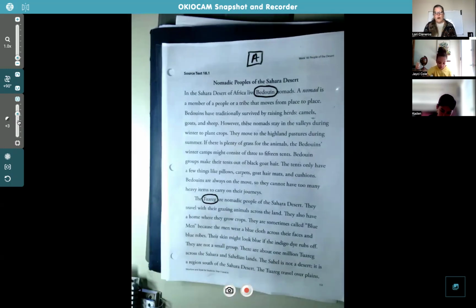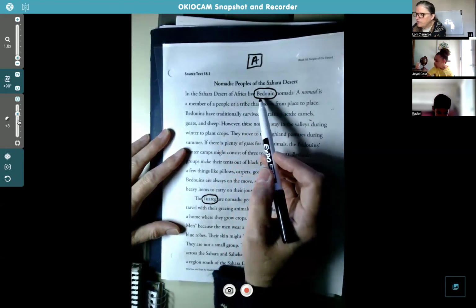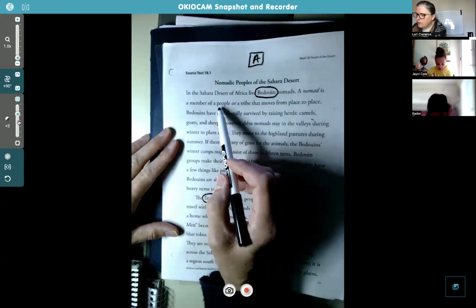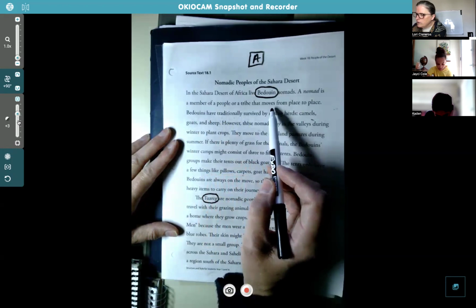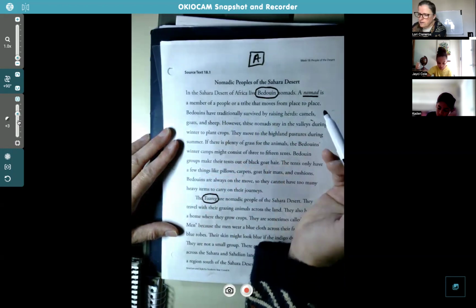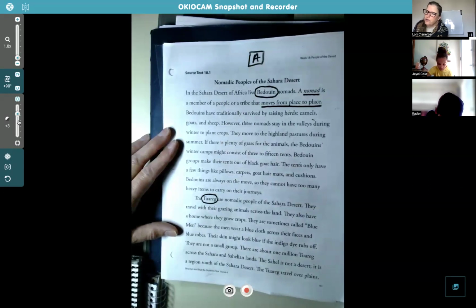Because I want to walk you through this, I'm going to help you underline important and interesting information as I read here. So just go ahead and copy what I do, and then we'll transfer it to your outline. Okay, so it says, in the Sahara Desert of Africa live Bedouin nomads. A nomad is a member of a people or a tribe that moves from place to place. So I'm going to underline that word nomad and moves from place to place. I'm underlining just the facts that I want to put in my outline. So nomad and moves from place to place.